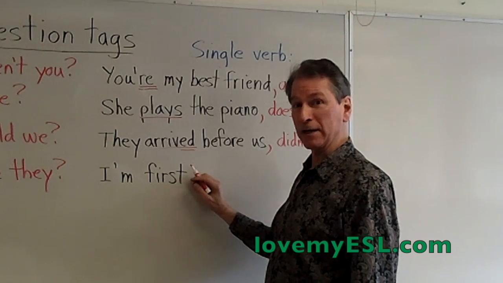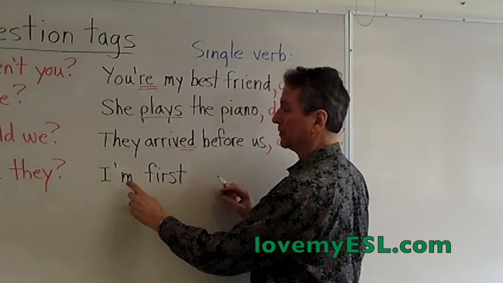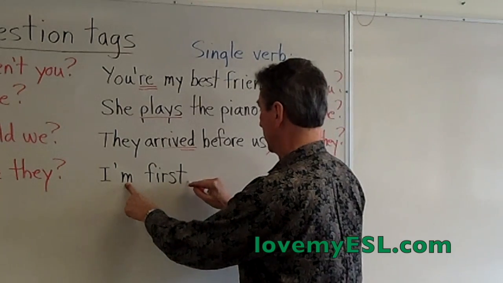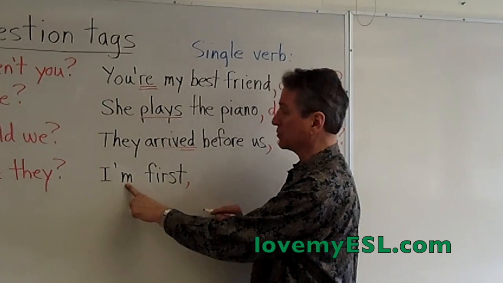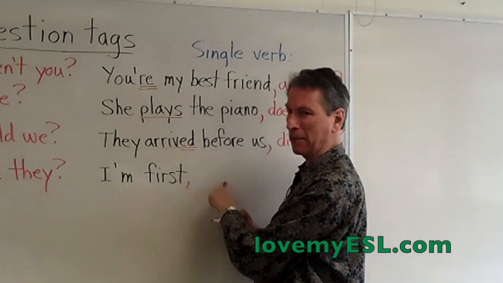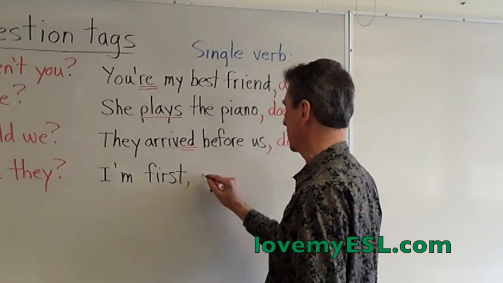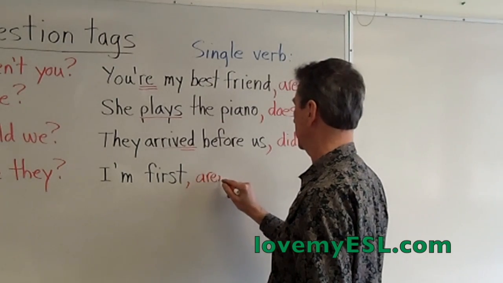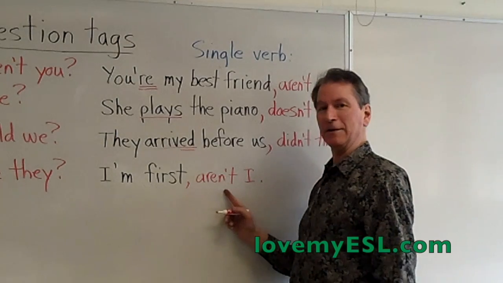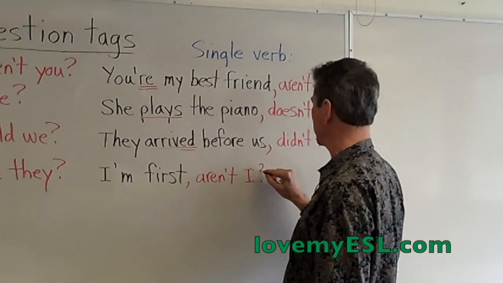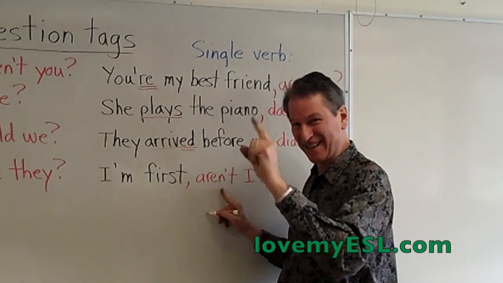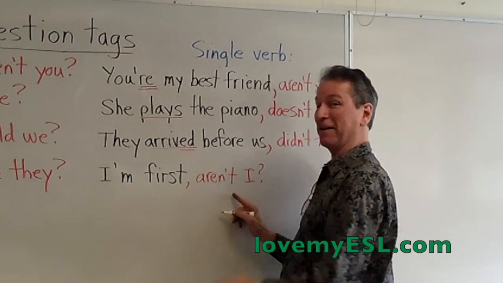And the one and only exception to this rule is when you have the verb am here. And when I was a boy, my parents tried to teach me to say, am I not? But nobody that I knew said, am I not? Everybody just says, aren't I? I'm first, aren't I? And now, many, many years later, this is considered correct. Okay, I was right, Mom and Dad. See, I was right. I'm first, aren't I?